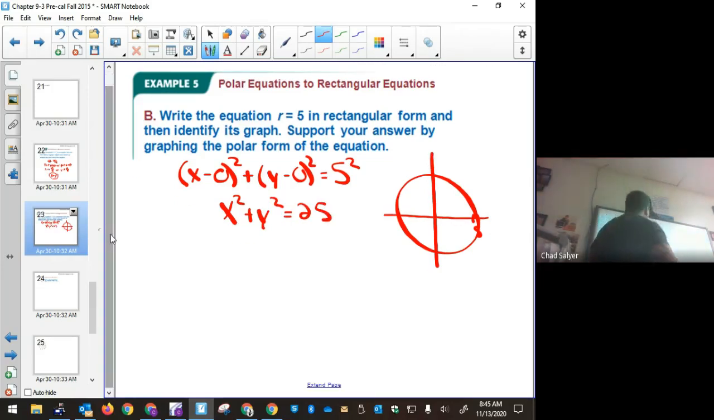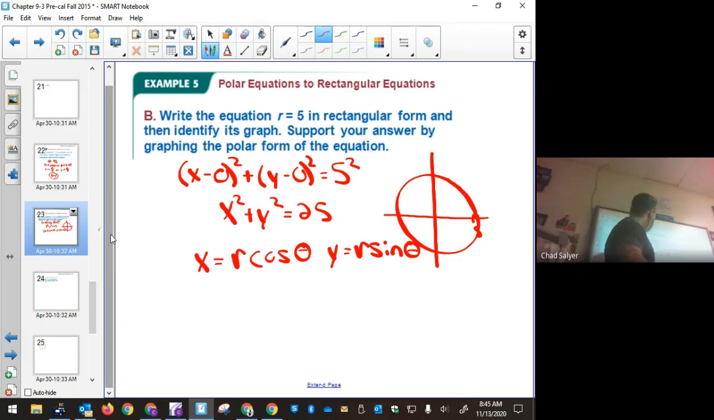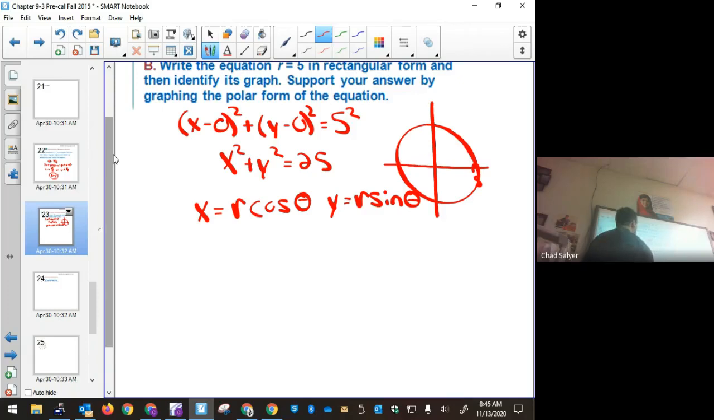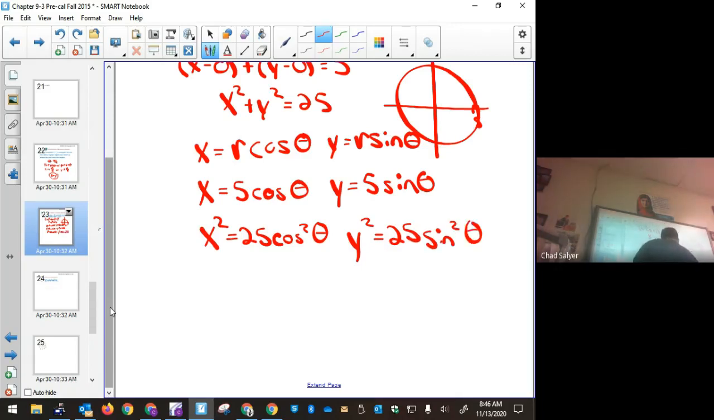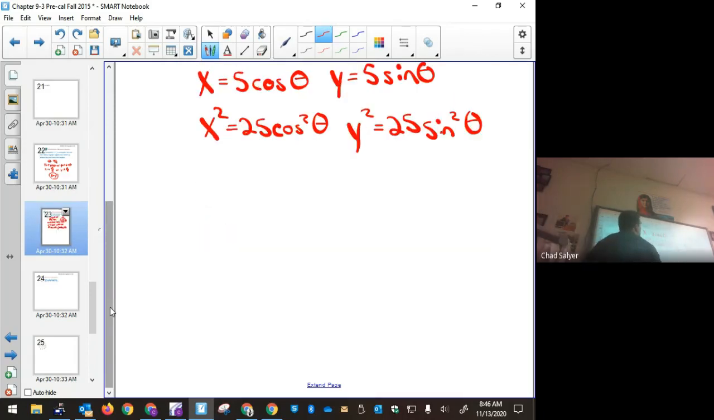Let's see. So x equals r cosine theta, y equals r sine theta. So if I think about the information I've got, fives here. If I square both sides here, that's where I can get the relationship. So x squared equals 25 cosine squared theta, y squared equals 25 sine squared theta. Once I've got them squared, I can relate these to each other.